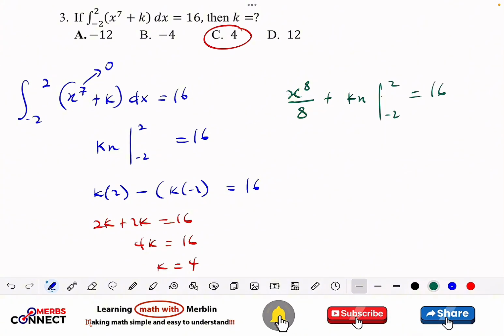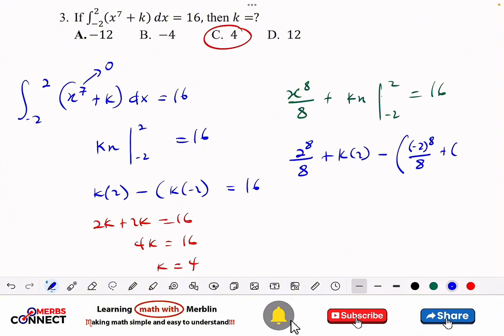And see what is going to happen here. I'll plug in 2. So I'm going to have 2 to the power 8 divided by 8 plus k times 2 minus 2 to the power 8 divided by 8 plus k minus 2. This is equal to 16, right? It's equal to 16. Let's maintain it like that. I'll not simplify this. I'll just maintain it like that.